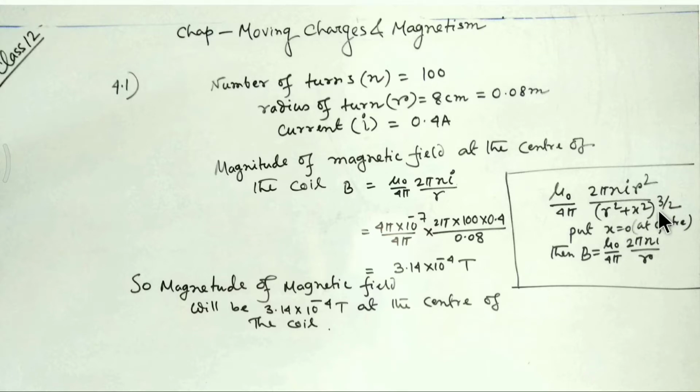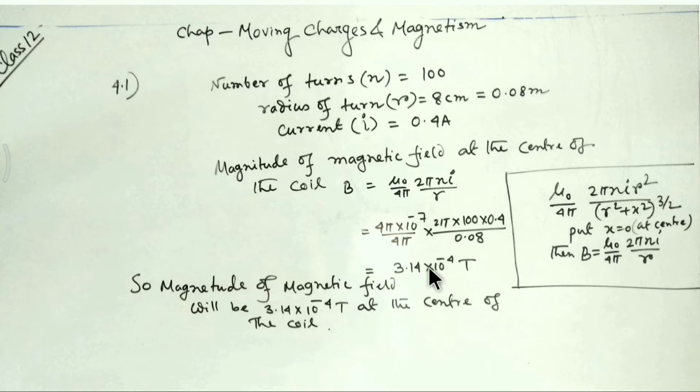It is the magnetic field due to a circular coil at the axial point. The axial point is situated x distance from the center. So here it is not on the axial point, it is on the center. So here we put x is equal to 0. Then B will be mu 0 by 4 pi, 2 pi n I by r. We have put the formula here, simplified the formula, and given values we have inserted here, and then it comes out as 3.14 into 10 to the power minus 4 Tesla.